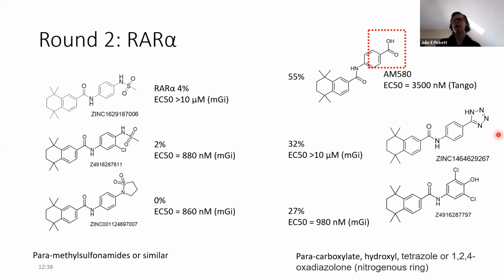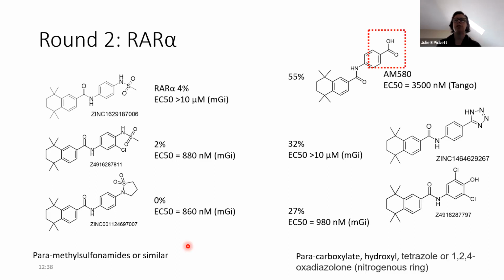And beneath that, you can see that the presence of these chlorines ortho to the hydroxyl, while you've got decent activity in the mini GI assay, you're still at 27% in RAR alpha. Okay, so bad news. Let's come over here to the right for the good news. The good news is that this methyl sulfonamide up at the top, which had reasonable activity in the Tango assay, not great in mini GI, but our RAR alpha liability is down to about 4%. So that's moving in the right direction.